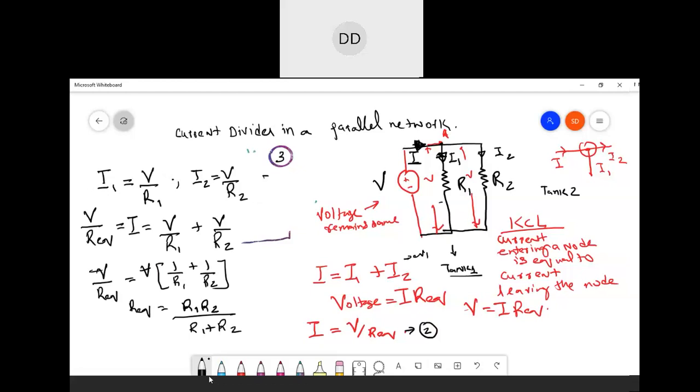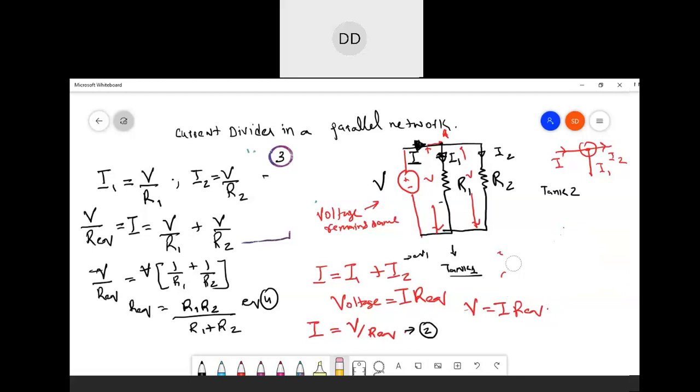Now what I have seen, my I is equal to V by R equivalent, or V is equal to I into R equivalent. If this is my equation 4, what can I write from this particular consideration if I want to get the value of I1? How can I write it? Tell me. By now most of you must have written I1 is equal to V by R1.